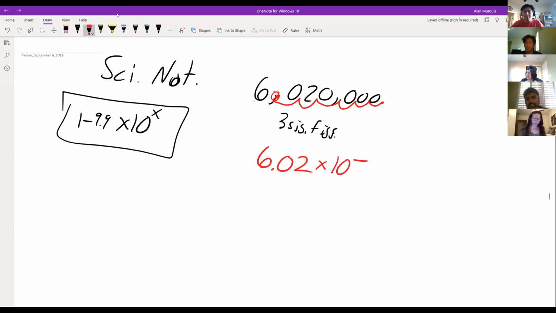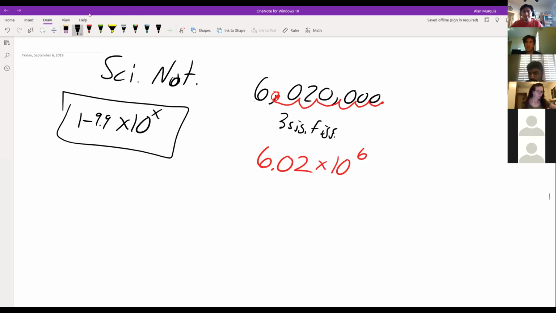Now, what is that something? What number do I put here as my exponent of 10? A 6. And why do we put 6 here? It's the number of spaces you move to the left. Yeah, exactly. So let's start working with an example that goes backwards.